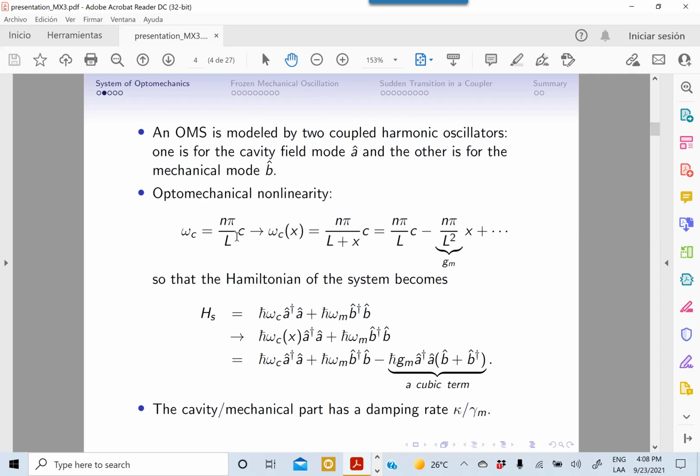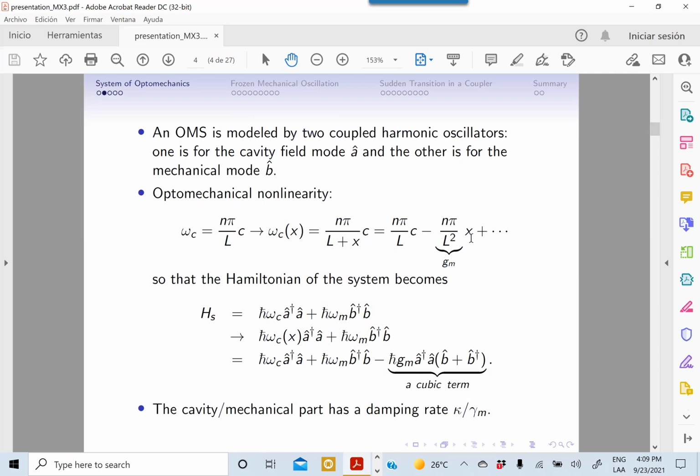The standing wave formed between these two mirrors will have some intrinsic frequency. The expression for the intrinsic frequency is very simple: omega_c equals m pi over L multiplied by the speed of light. This L is the distance between the two mirrors at the original position, the equilibrium position. Of course, the movable mirror will be pushed by the light field forward and backward. It gives a variable displacement x, which we can expand by a first order Taylor expansion to get this term, which is proportional to x. The displacement x is the displacement of the movable mirror around its equilibrium position.